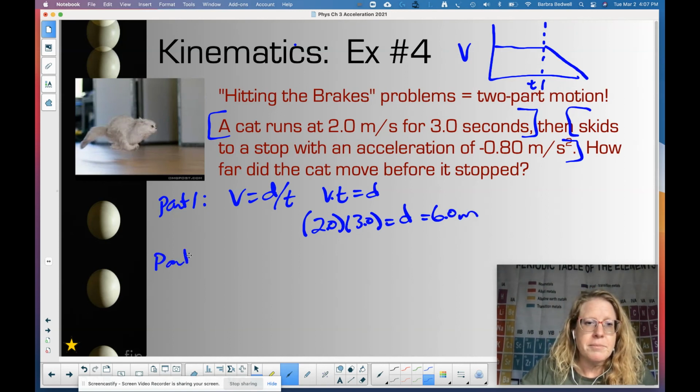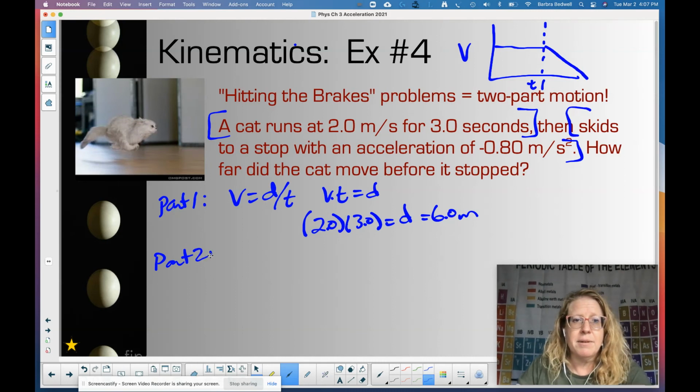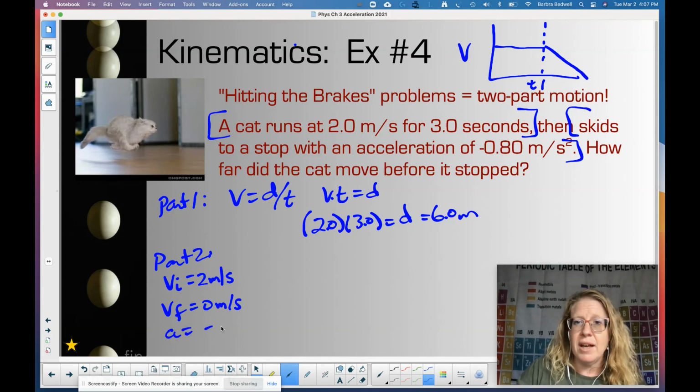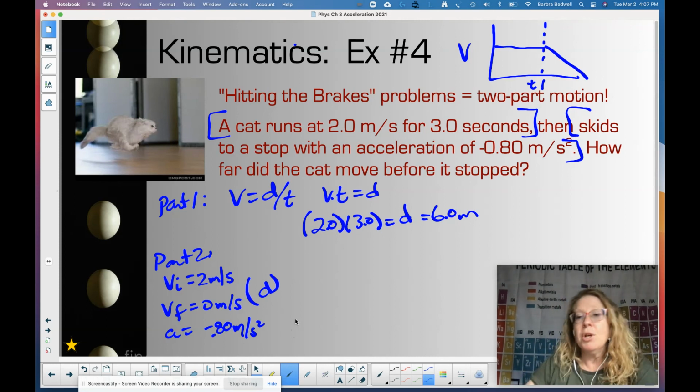Part two. This is the deceleration phase. So what do we know about this? We know what vi is. He's starting at 2 meters per second. We also know his final velocity. He's skidding to a stop, so vf equals 0 meters per second. And we know his acceleration, a equals negative 0.80 meters per second squared. And we want to know displacement for this one.